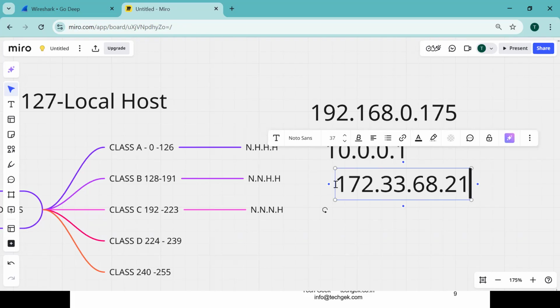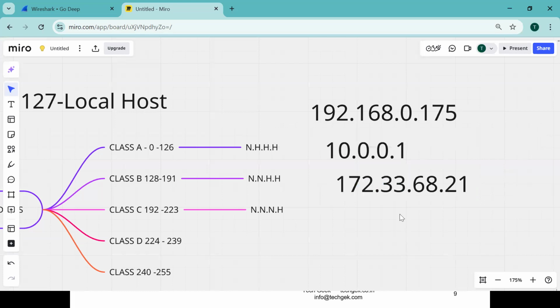This belongs to class B. 172 comes under the range between 128 and 191, right? So 172 comes under that range. So this will be considered a class B network, correct? Yes, everyone. So this is class B. When we see that class B has two networks, so these are the two networks here.